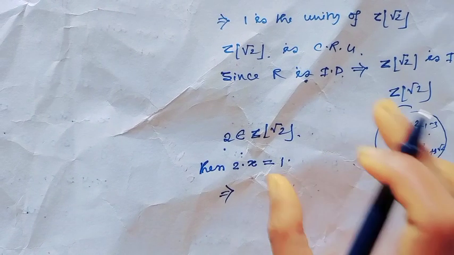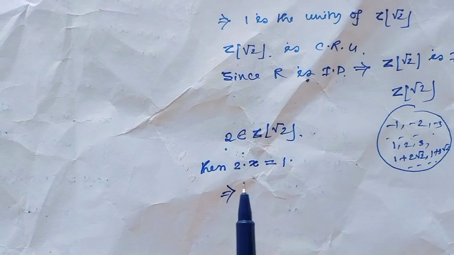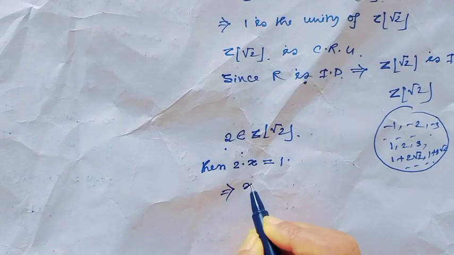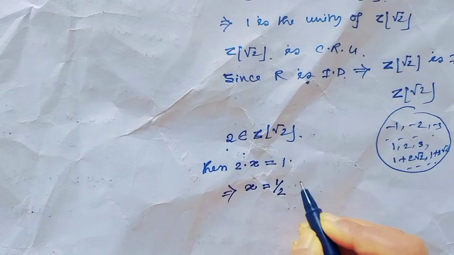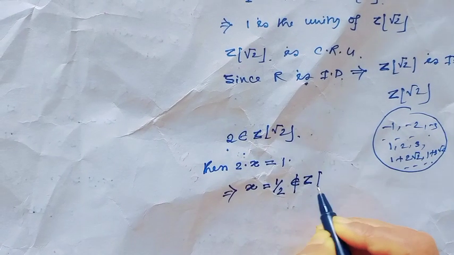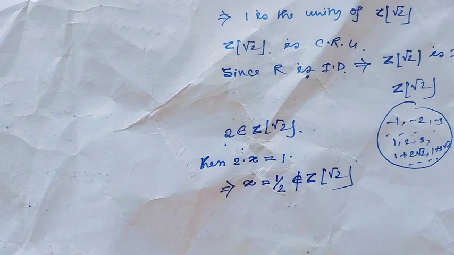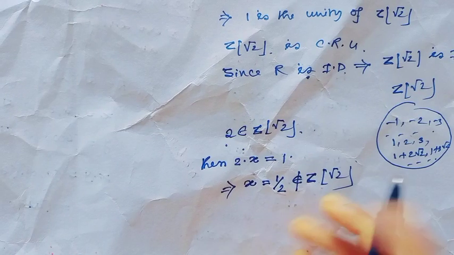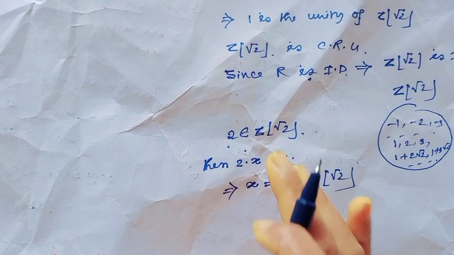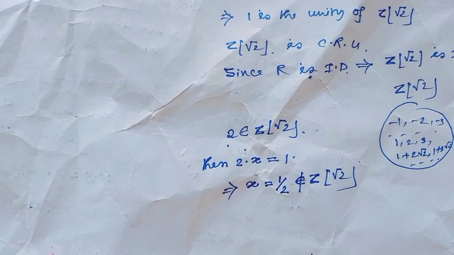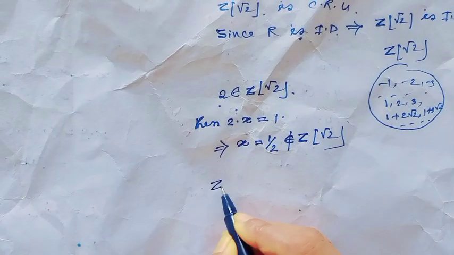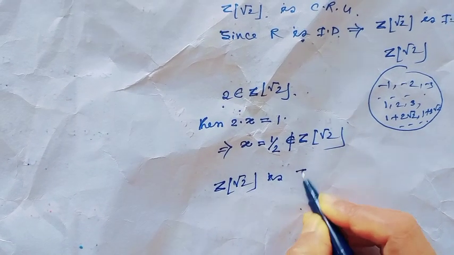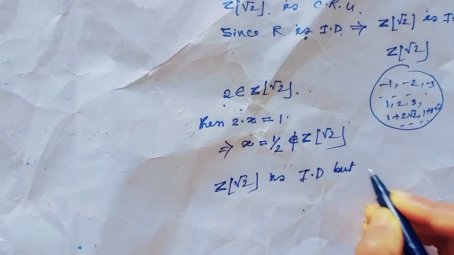If Z root 2 were a field, then 2 would obviously have a multiplicative inverse, that means 2 times x equals 1. That implies x equals half. But half does not belong to Z root 2. Therefore, 2 has no multiplicative inverse. That means I have found one element in this ring which has no multiplicative inverse. So, Z root 2 is an integral domain but not a field.